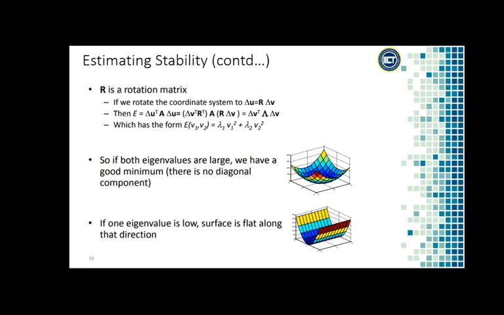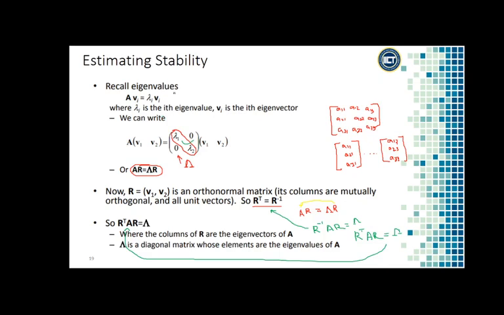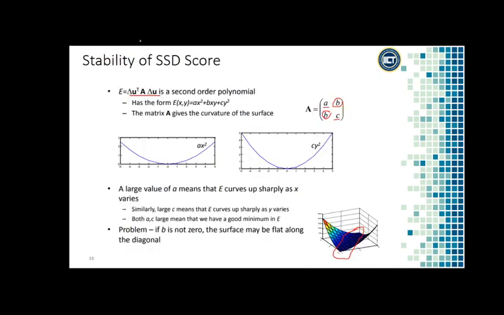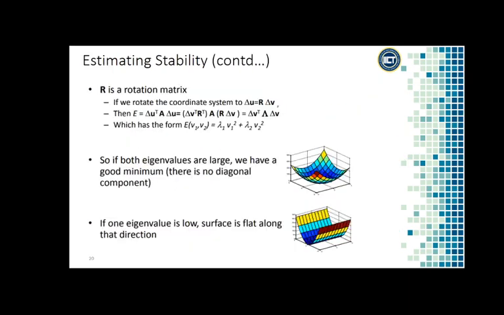Now consider R is, let's say, a rotation matrix, and if we rotate the coordinate system, delta U equals R delta V. So then E will become delta U transpose delta U. This is what we got last time. Now if we consider R as a rotation matrix, you have a vector and a rotation matrix.